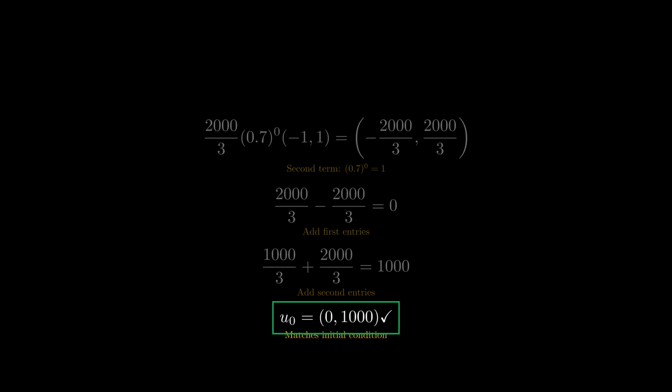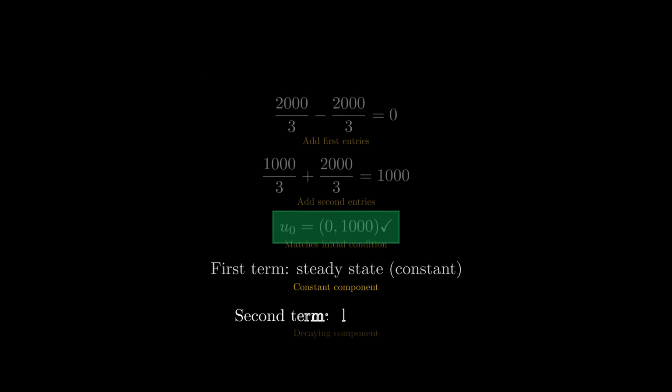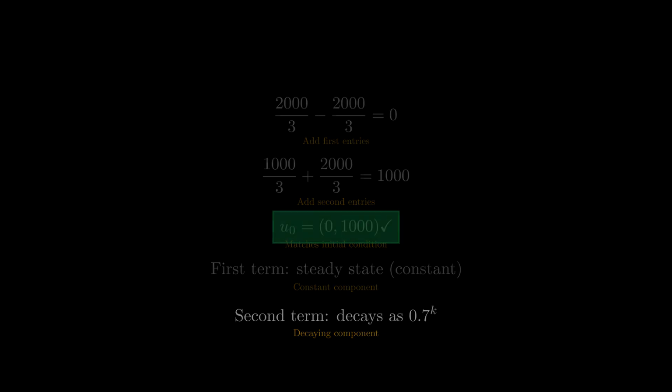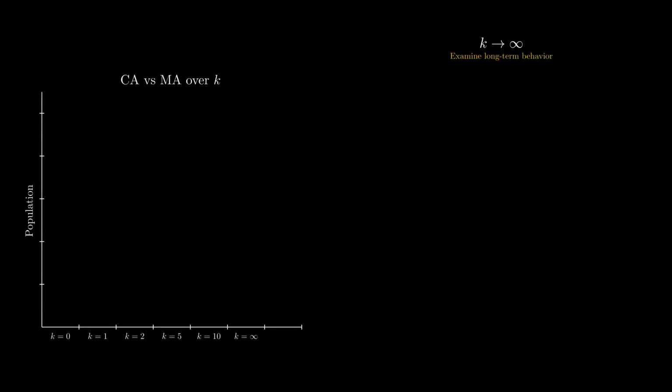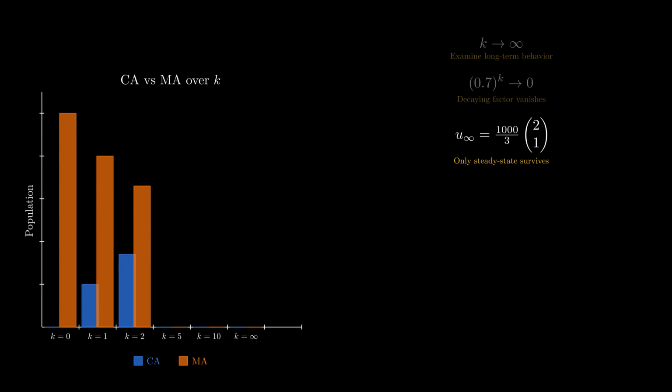That matches u sub 0 exactly. Notice the two pieces are doing different jobs. The first piece is constant. It's the steady state direction. The second piece shrinks every year by a factor of 0.7, so it fades away as k grows. Now watch what happens as k goes to infinity. The factor 0.7 raised to the k shrinks towards 0, so the entire decaying term vanishes. Only the steady state survives, so u infinity equals 1000 thirds times the vector 2, 1, which gives 2000 thirds in the first component and 1000 thirds in the second.